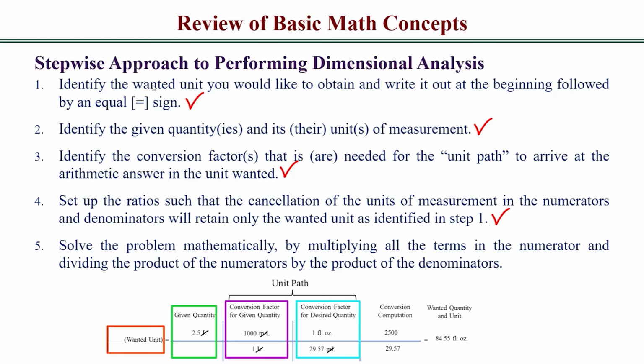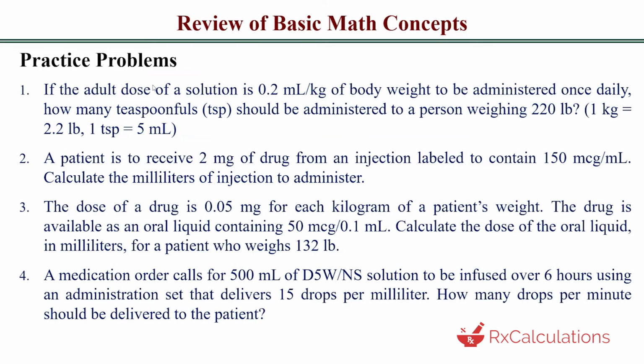Then you're going to make sure that you are tracking the units so the units cancel out, numerator to denominator. That's the only way it cancels out. You're going to multiply all the terms in the numerator and divide by all the terms in the denominator, and that will give you the wanted quantity and the wanted unit. So now let's proceed to apply these steps to some practice problems.